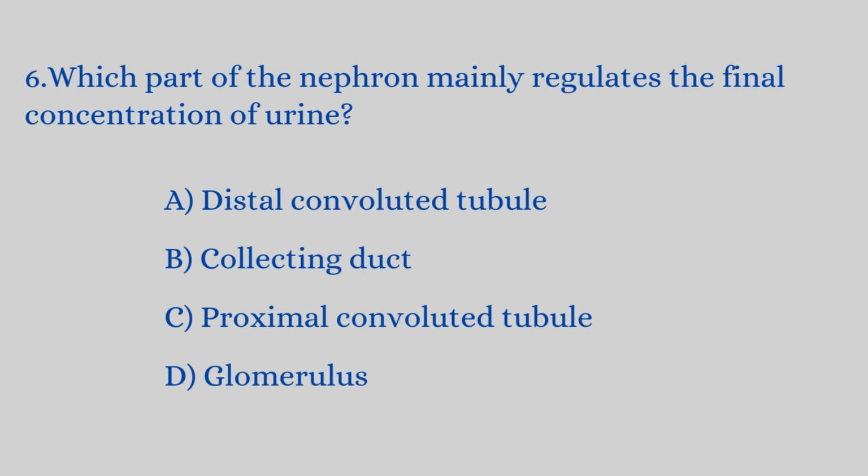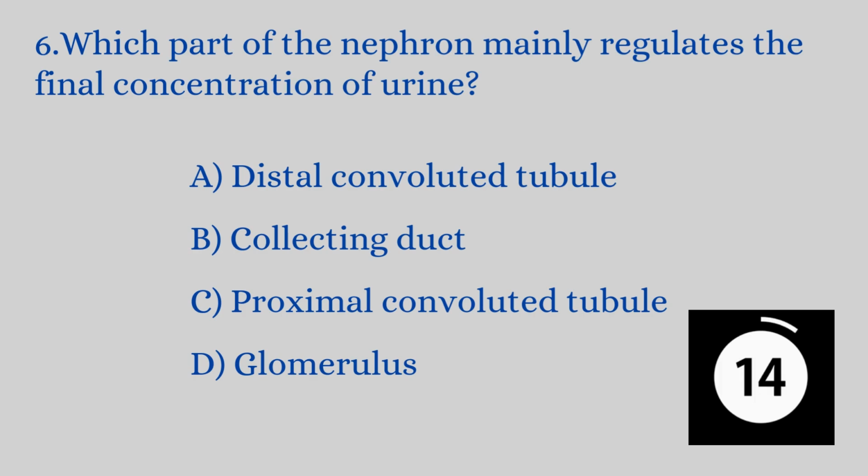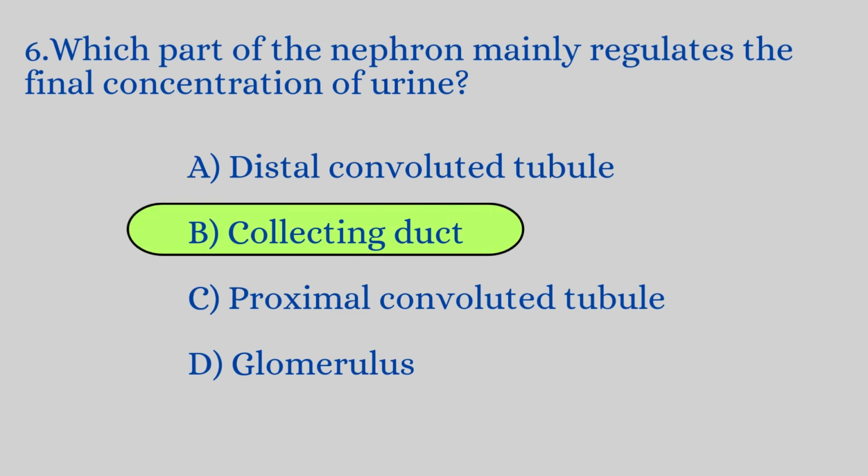6. Which part of the nephron mainly regulates the final concentration of urine? A. Distal convoluted tubule. B. Collecting duct. C. Proximal convoluted tubule. D. Glomerulus. The answer is B. Collecting duct.